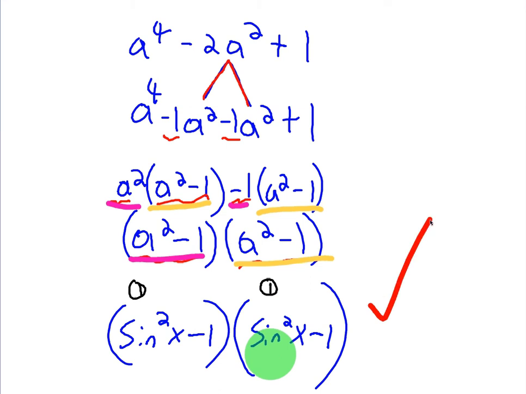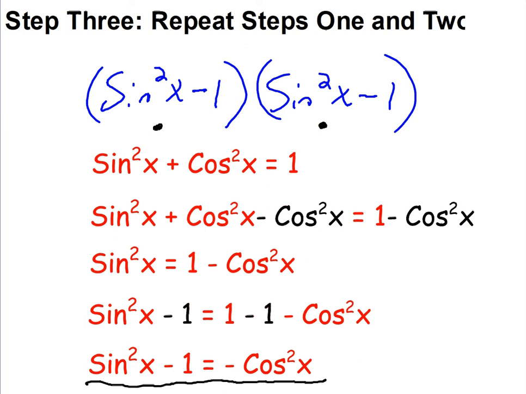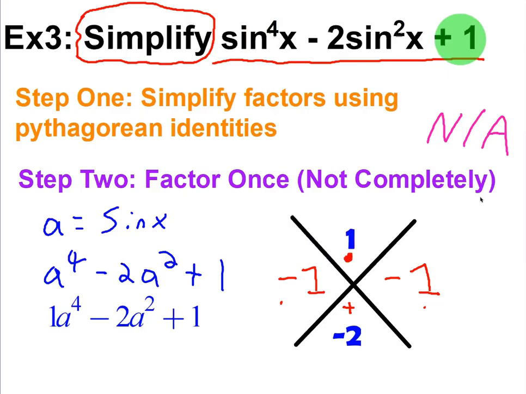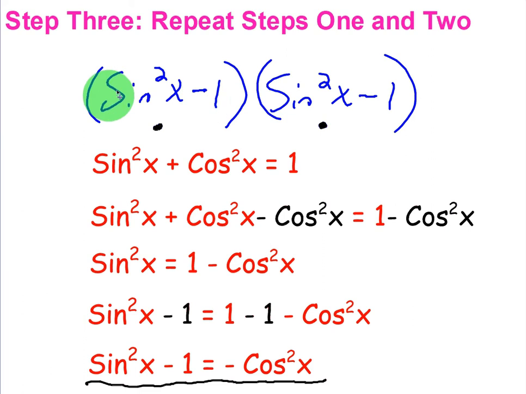Let's move on to step 3. Step 3 is to repeat steps 1 and 2. So if we're repeating step 1, we can now try to simplify using Pythagorean identities. So let me ask you, does sine squared minus 1 look like one of the identities? Well, yes, it does. It looks like the first one, sine squared plus cosine squared equals 1. So basically what we're going to end up doing is subtracting the 1 over here, so it looks like sine squared minus 1, and moving the cosine squared over here. So we're going to end up with a negative cosine squared on the right and sine squared minus 1 on the left. Therefore, we can now substitute sine squared minus 1 with negative cosine squared.